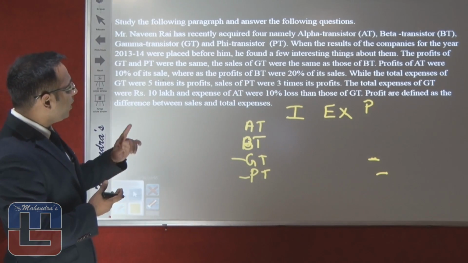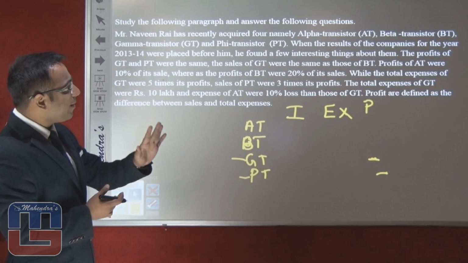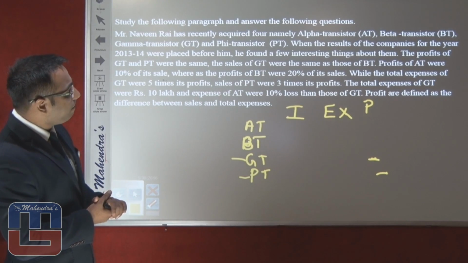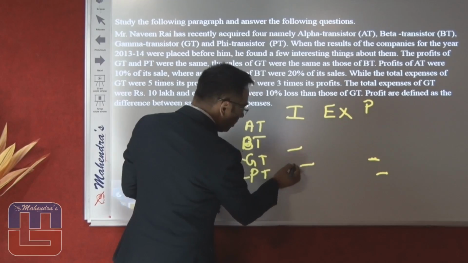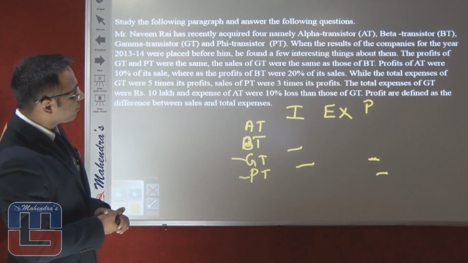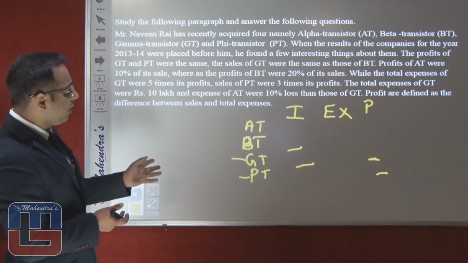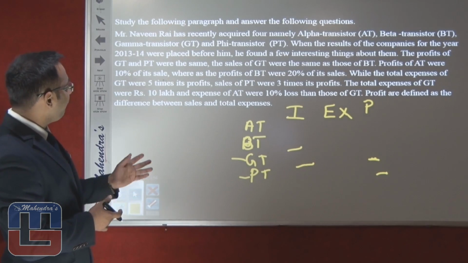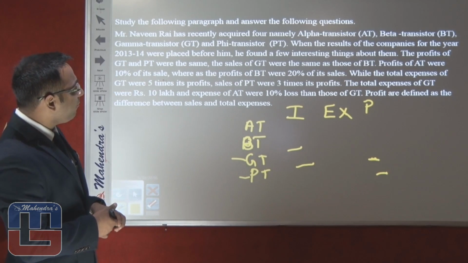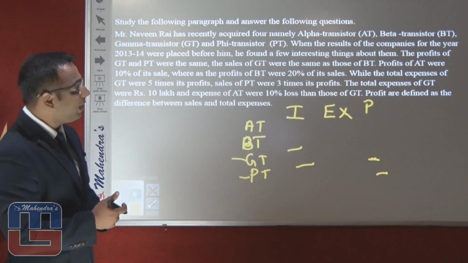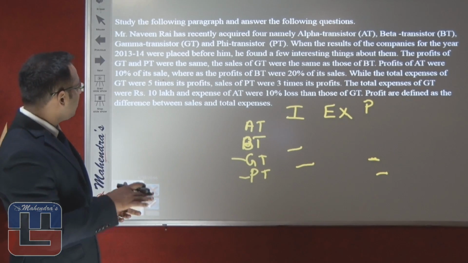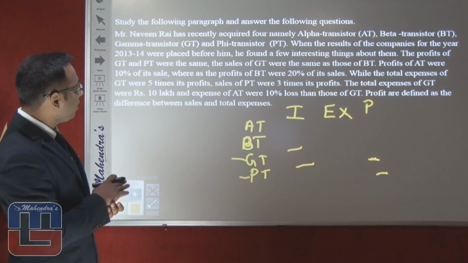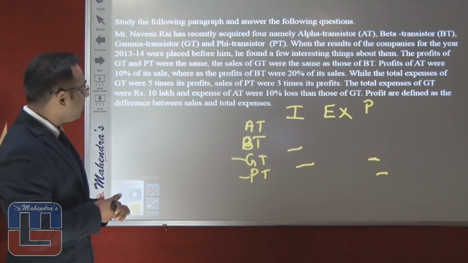The second thing is that the sales of GT were the same as those of BT. GT and BT sales were the same, so their income will be the same. Profits of AT were 10% of its sale, so when we get the sale, we can find it. Whereas the profit of BT was 20% of sale. While the total expense of GT was 5 times its profit. So whatever the expense of GT comes, the profit will be that divided by 5.